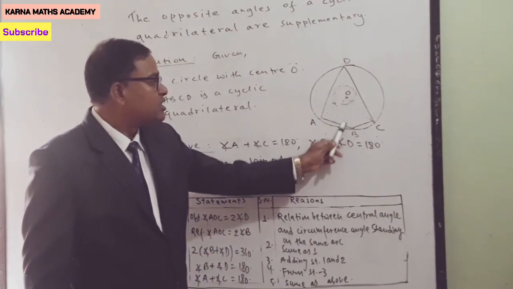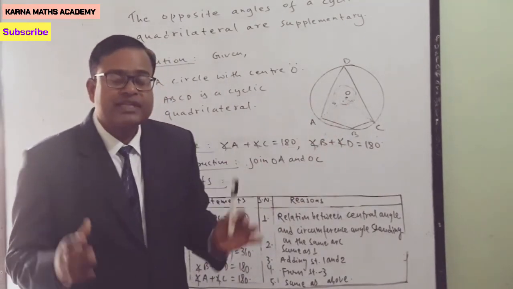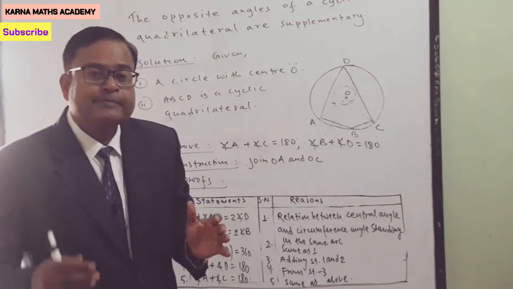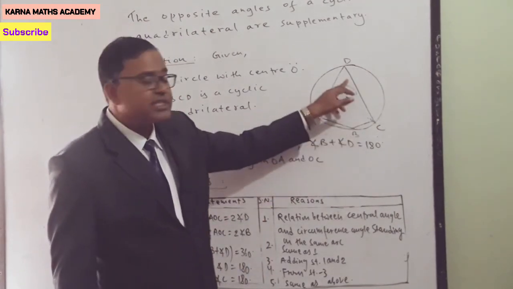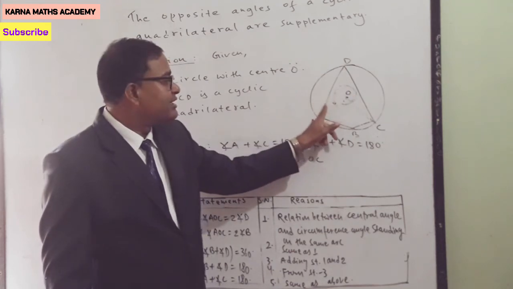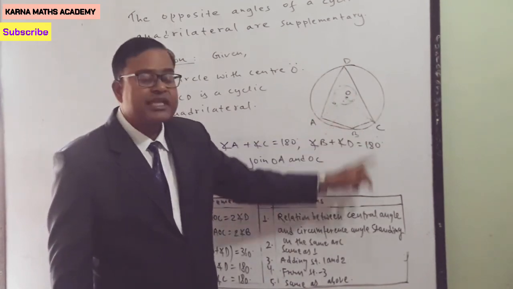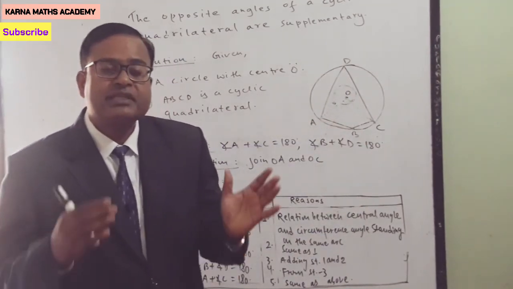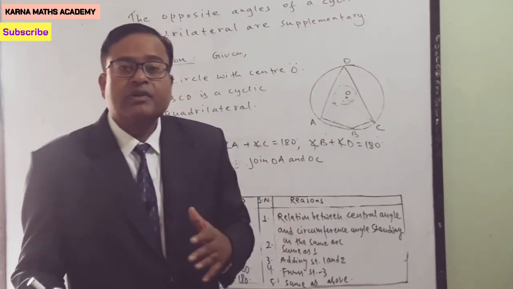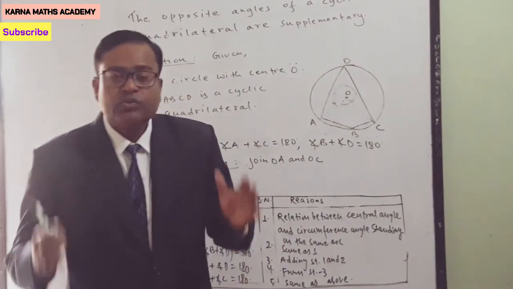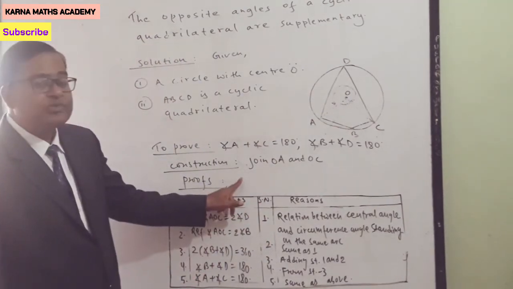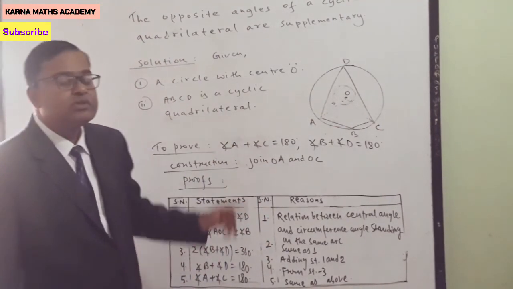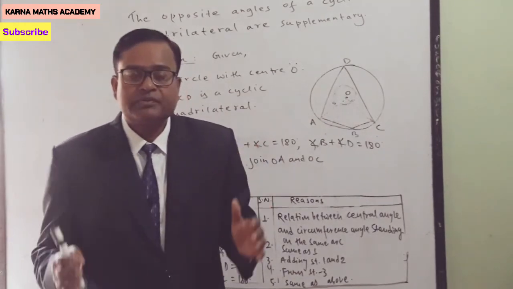That means the sum of opposite angles of a cyclic quadrilateral are supplementary. So after getting the sum of 2 opposite angles B plus D as 180 degree, we can directly write angle A plus angle C is equal to 180 degree. That means the sum of the second pair of opposite angles of cyclic quadrilateral will be also supplementary. So this is the way we have proved the theorem 4. So I hope you have understood the proof of the theorem.